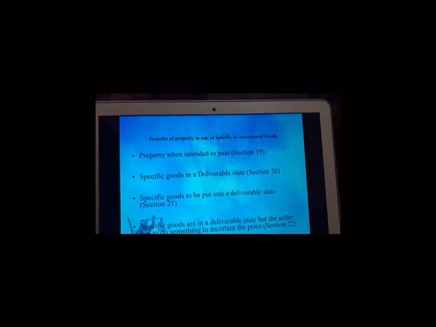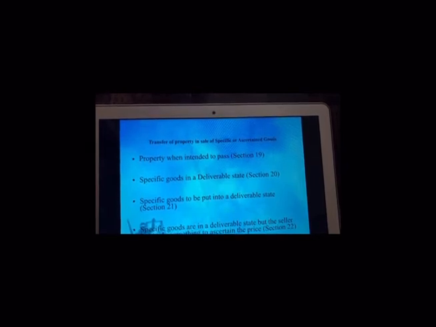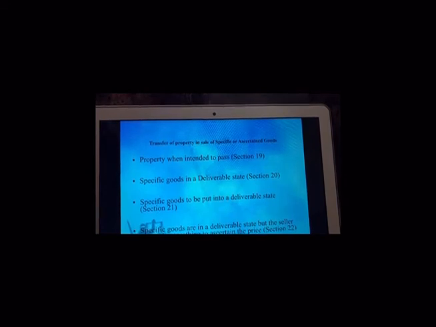Where there is a contract of the sale of specific goods, the property concerned in the transaction will only be passed to the buyer if the seller performs the necessary act or omission in order to put the good in a deliverable state. Also, it is mandatory for the seller to notify the buyer regarding the alterations.